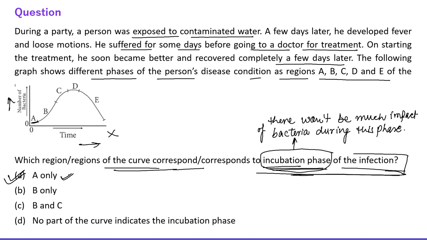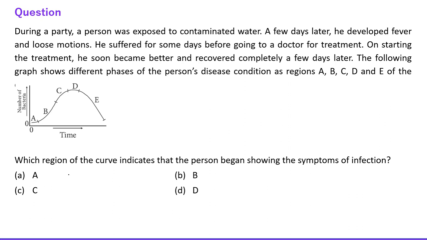Now let's talk about the other question, based on the same graph. The next question says, which region of the curve indicates the person begins showing the symptoms of infection? Symptoms of infection. So obviously here in region B, the symptoms are very much showing. Okay, fine. So option B is the correct choice.